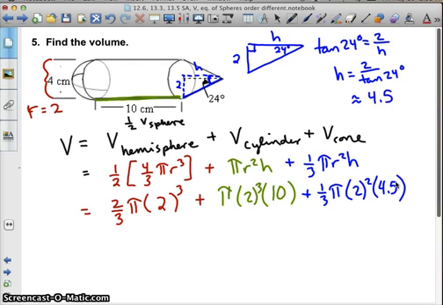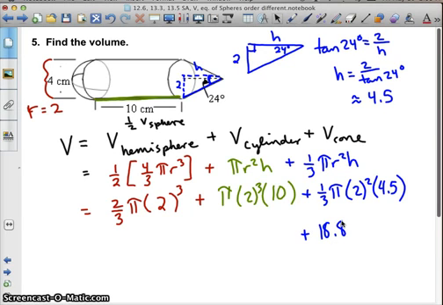Since that one is a string of numbers, let's do that calculation first. You're going to take 4.5 with that string of numbers, times 2 squared, which is 4, divide that by 3, and then multiply that by pi. And what you should get there is about 18.8.